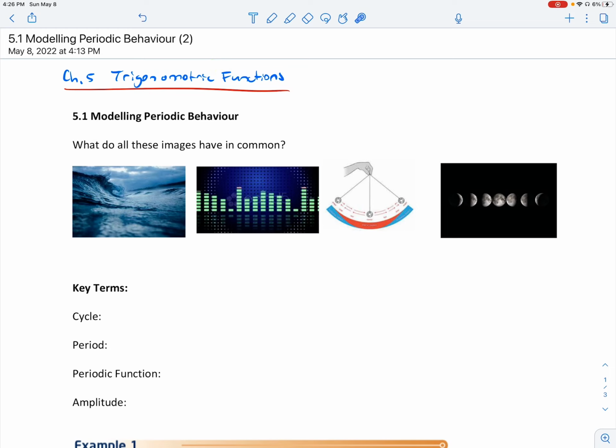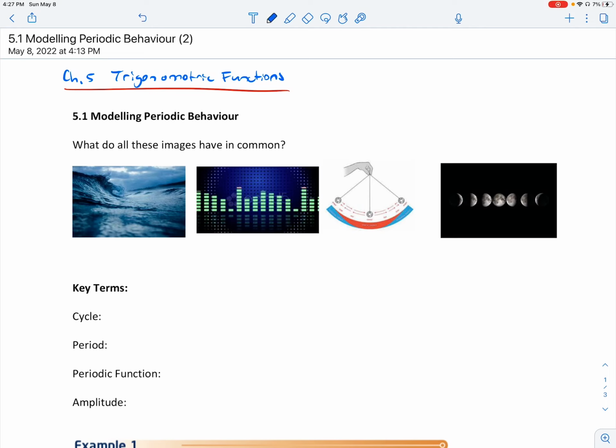All right, so let's begin. We have a few images here. What do all these images have in common? Okay, if you want, you can pause the video and maybe mention your thoughts in the comments. All right, so all these images here, we have the ocean. Here we have a bar graph. It looks like a stereo view meter, a graphic display of the audio signal.